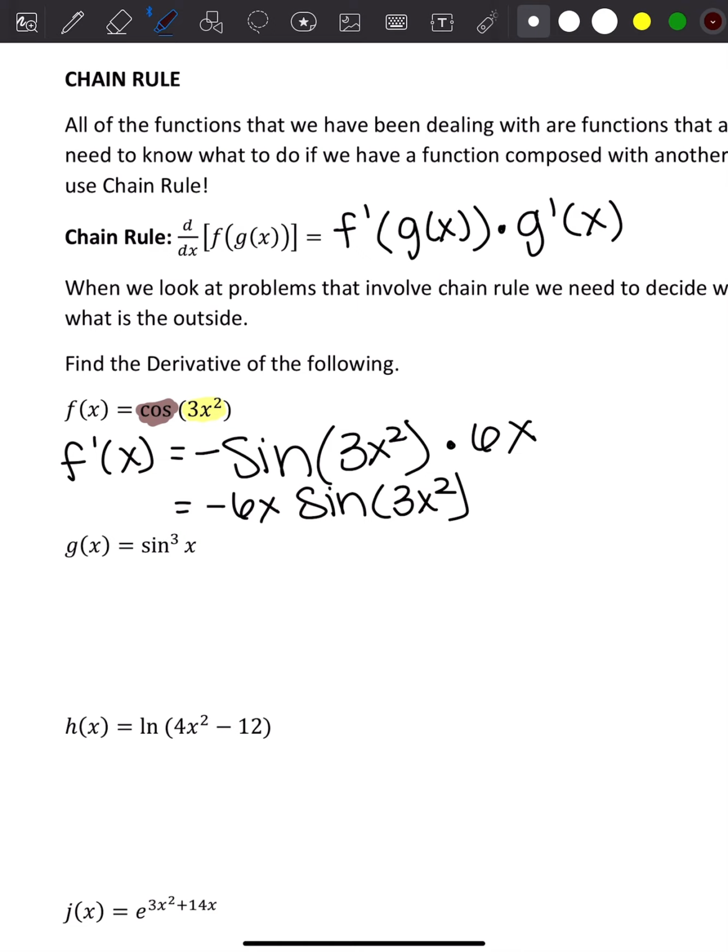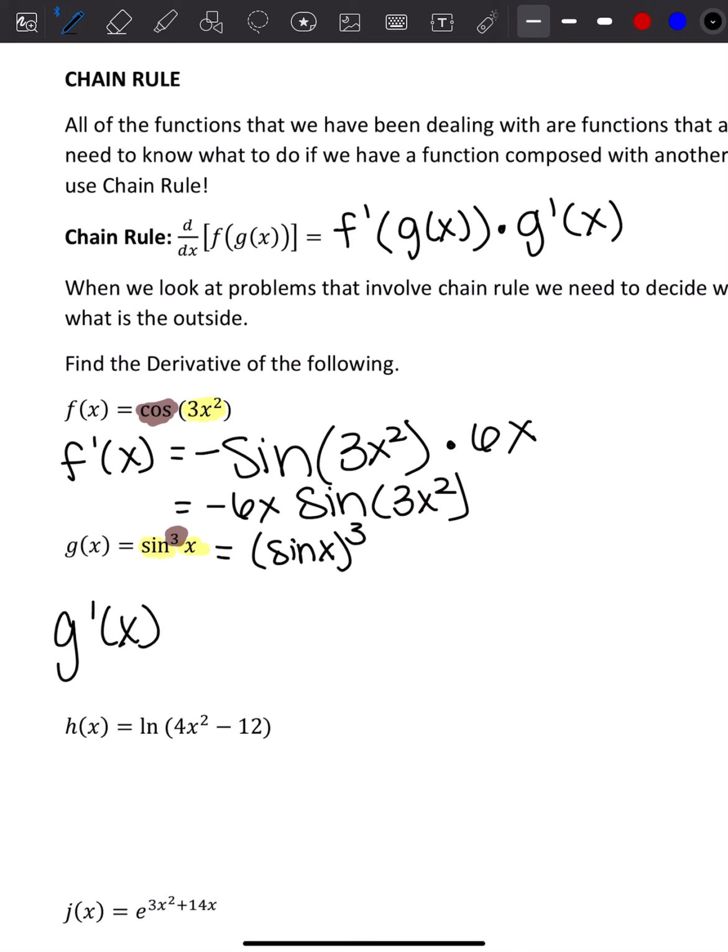Okay, this one's a little bit misleading sometimes. Our inside function is actually this sine of x, while our outside function is that cubed. The reason why is because I can rewrite this as sine of x cubed, and those mean the same thing. So that cubed is our outside function.